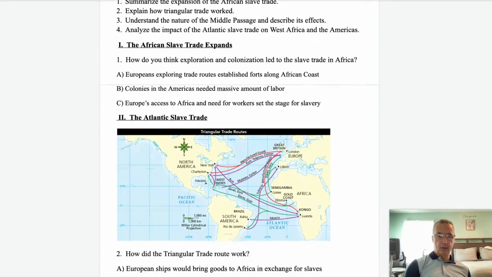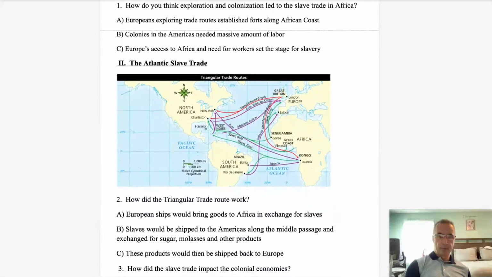2. How did the triangular trade work? And you can see the different things here. It's kind of small on your screen. You can see the different directions that the different groups would go. So the slaves are going into the Americas. Manufactured goods go into Great Britain and Europe. And then you also have a lot of different things, molasses, cotton, different products going back and forth. European ships would bring goods to Africa. They would exchange them with the African, sometimes tribal leaders who sold their own people into slavery. Slaves would be shipped to the Americas along the Middle Passage, exchanged for sugar, molasses, and other products. These products would then be shipped back to Europe.